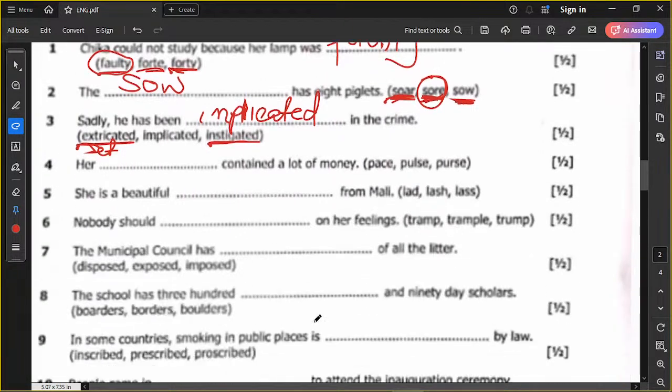We go to question 4. Question 4. Her dash contained a lot of money. Okay, we have got 3 words there. We have got pace, pause, and pace. Okay, so this one, pace, is the rate of moving. If you are walking, what is your pace? How many steps are you taking in a minute? How fast are you doing the work? That is the pace. Okay, the rate, in other words, the rate.